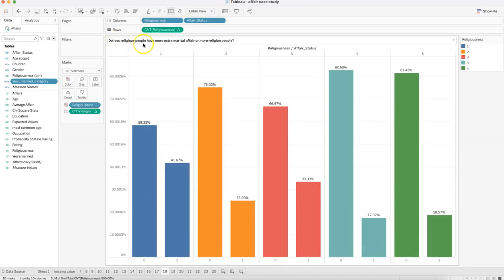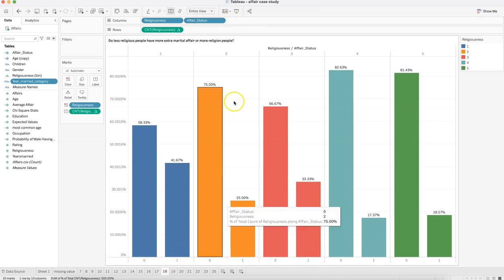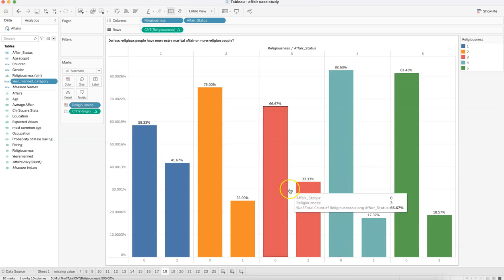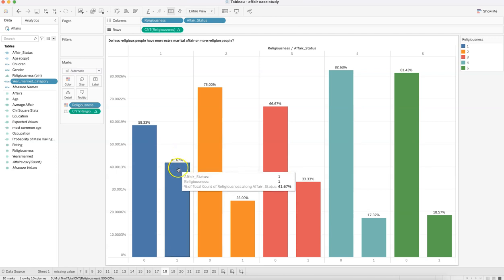Then we have, do less religious people have more extramarital affairs? Again, I have taken religiousness 1, 2, 3, 4 and 5, with affair status down below, and it clearly indicates that those who are anti-religious have more extramarital affairs. Again, you can challenge it with the help of the observations.